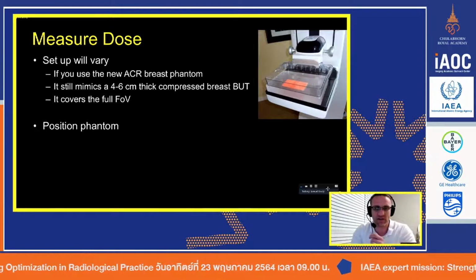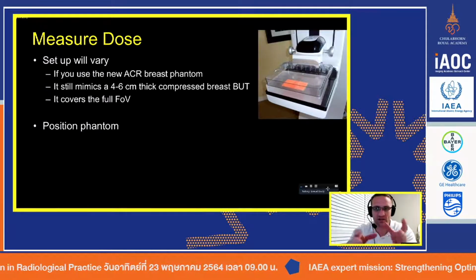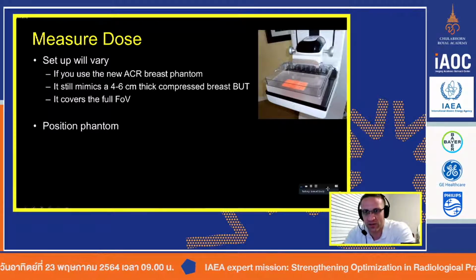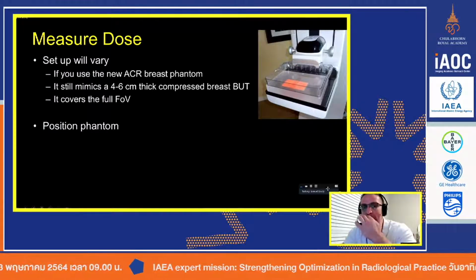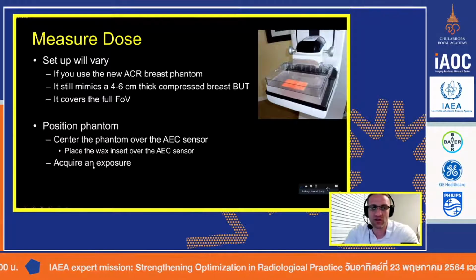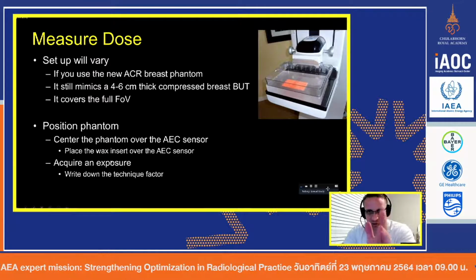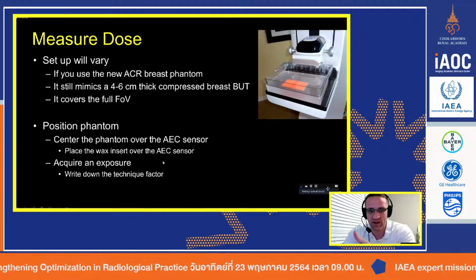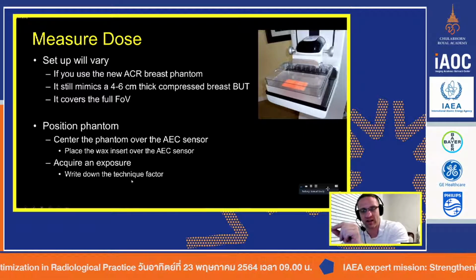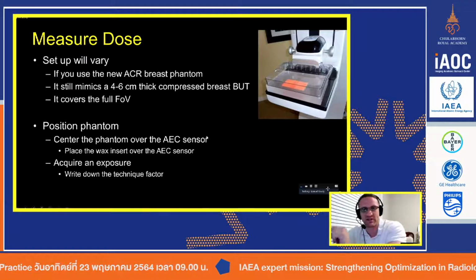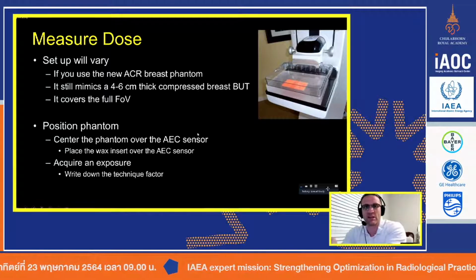Well, you take the Phantom, you place it in there, you situate it. Once again, the wax insert is over the AEC. You've got the compression paddle in the field of view, and you acquire an image using your clinical protocol, whatever it is, so you know what kV it is. You'll know what the half value layer is. You write down the technique factor. This phantom exposure gave me, let's say, 26 kV and 100 mAs.